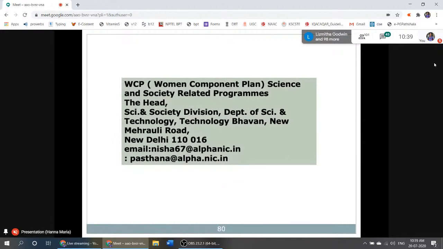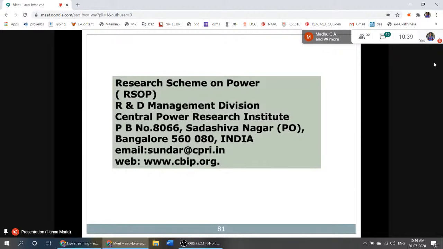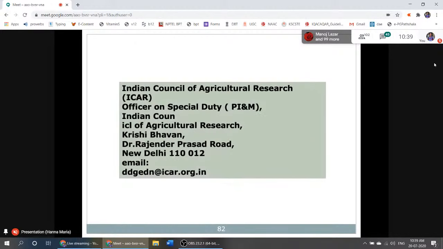The women component plan, DST has a separate wing on women. They will also fund you. Research scheme on power. This is given by the Central Power Research Institute. Good funding.